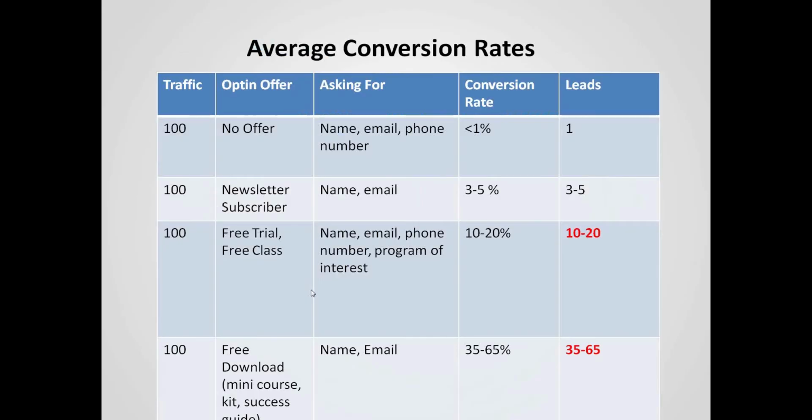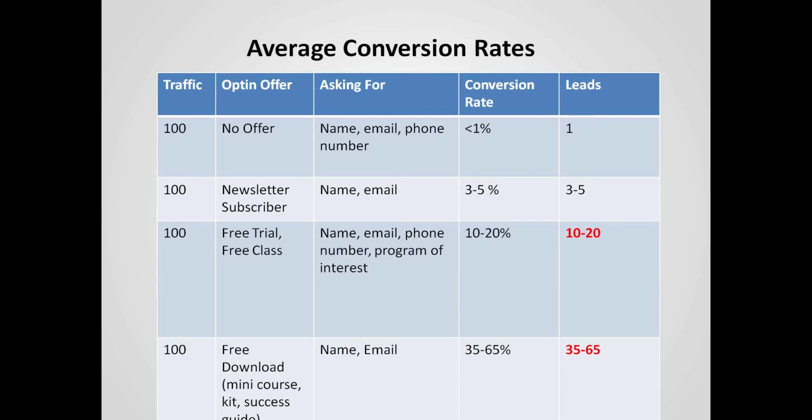Now, I talked about how, if you're asking for pieces of information, you need to have some sort of offer. You need to give out some sort of information. This is a basic stat as far as what you are asking for and what you need to offer. Of a traffic of 100 people, if you have no offer on your opt-in forms or your web form, and you're asking for first name, last name, email, and phone number, the conversion rate will be less than 1%. So you're lucky if you get one lead out of that.